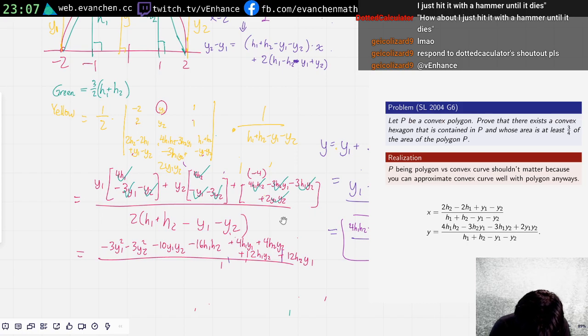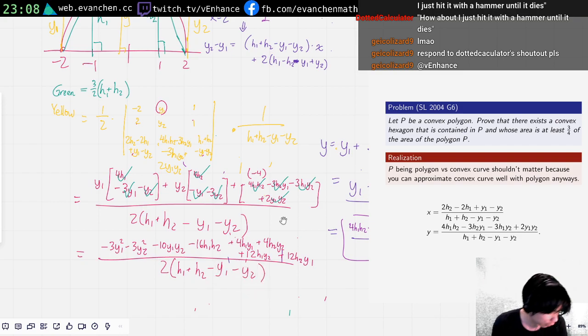Yeah, this is where I'm like, you really have to finish this, because if I don't finish it, it's a lot of time that doesn't get many points. How do I just hit it? How about I just hit it with a hammer until it dies?